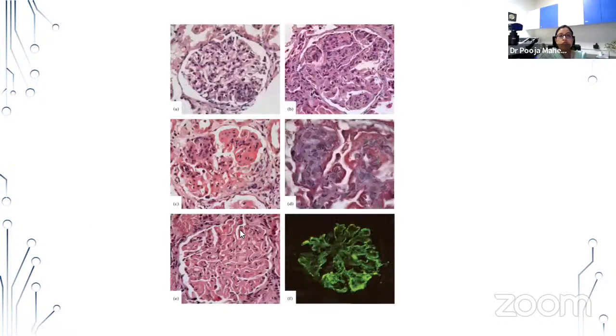This is a picture showing a diffusely proliferative glomerulus. A lot of endocapillary cellularity here. This is a segment showing endocapillary cellularity. These are thickened capillaries here with wire loop lesions. And on IF, you can find capillary wall deposits as well as mesangial deposits.